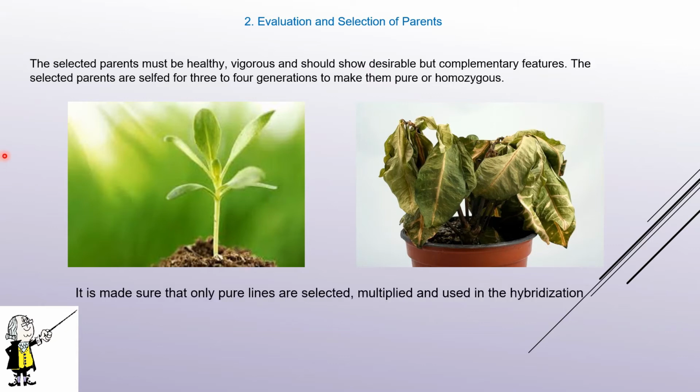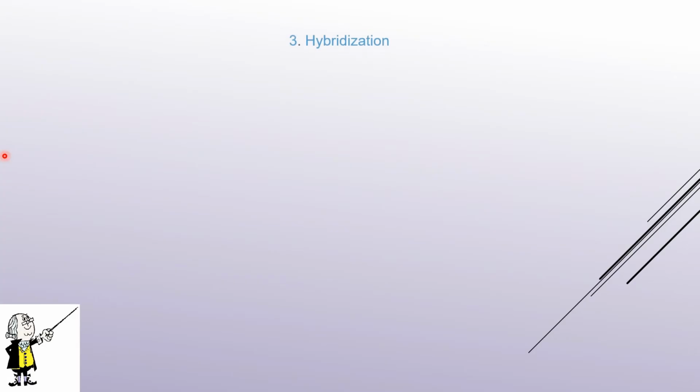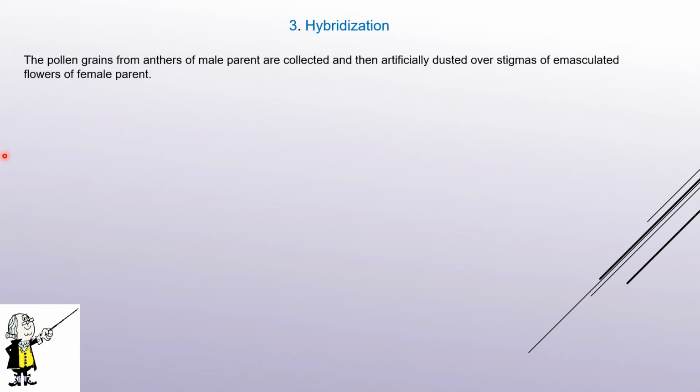It is made sure that the pure lines are selected, multiplied and used in the hybridization, which is the third step. So the third step includes hybridization, which means crossing between two plants having different genetic makeup. Now in this hybridization, the pollen grains from the anther of the male parent are collected and then artificially dusted over the stigma of the emasculated flower of the female parent.